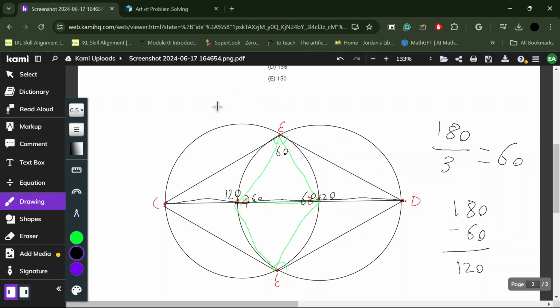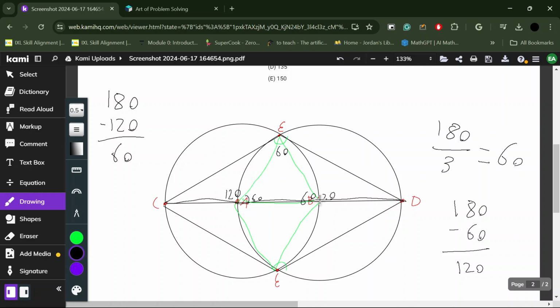So, again, we know all angles in a triangle add up to 180. So what we can do is 180 minus 120 to get 60. This tells us what the sum of this angle and this angle is. So we know these two add up to 60, but we don't know what they are yet. But there's a way that we can now.